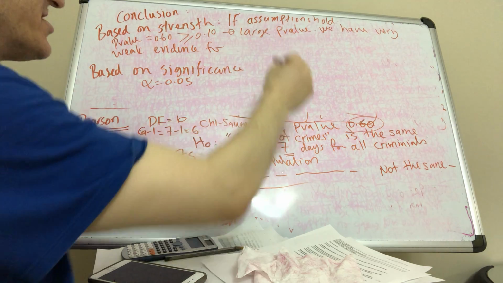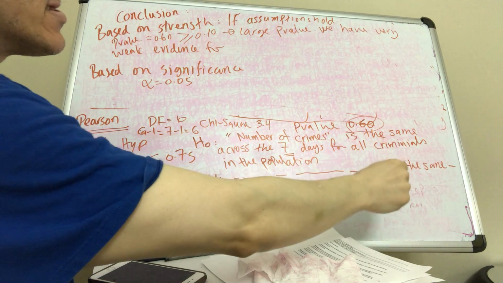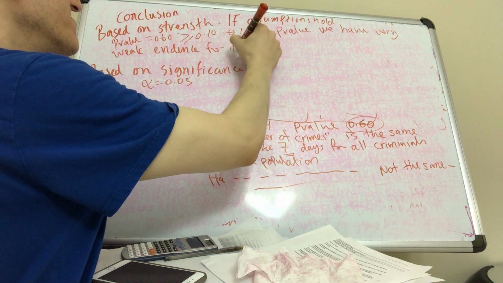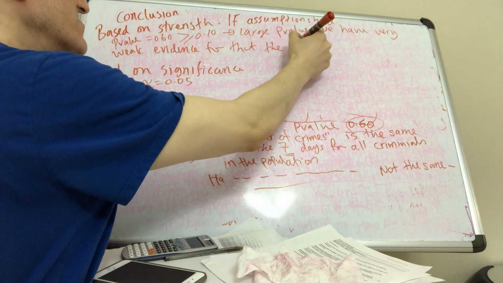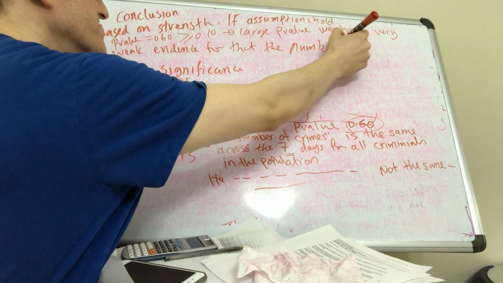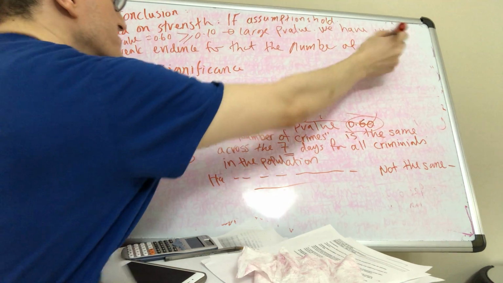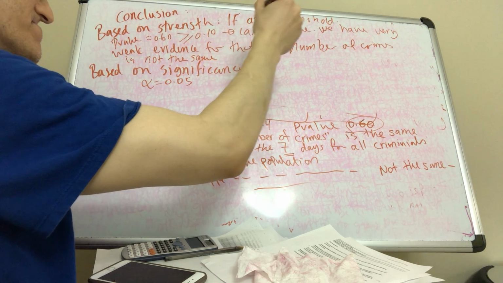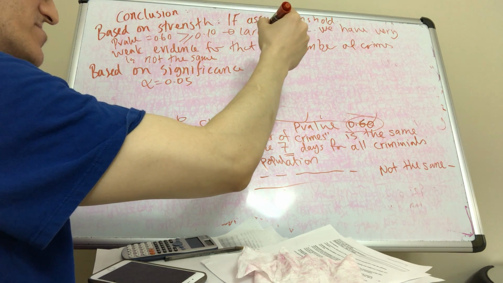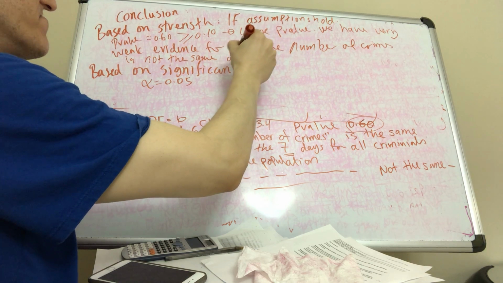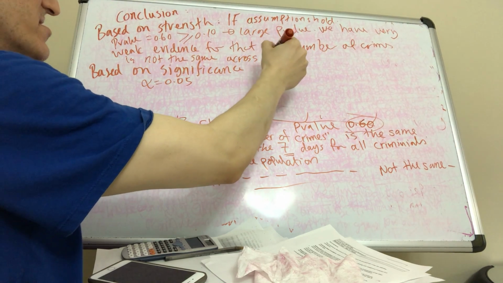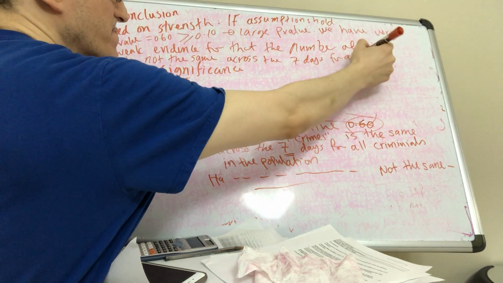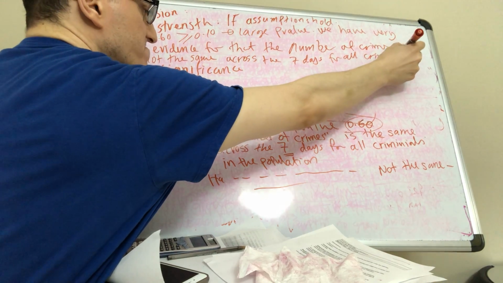We have weak evidence that the number of crimes is not the same across the 7 days, or that the number of crimes is not the same across the 7 days for all criminals in the population.